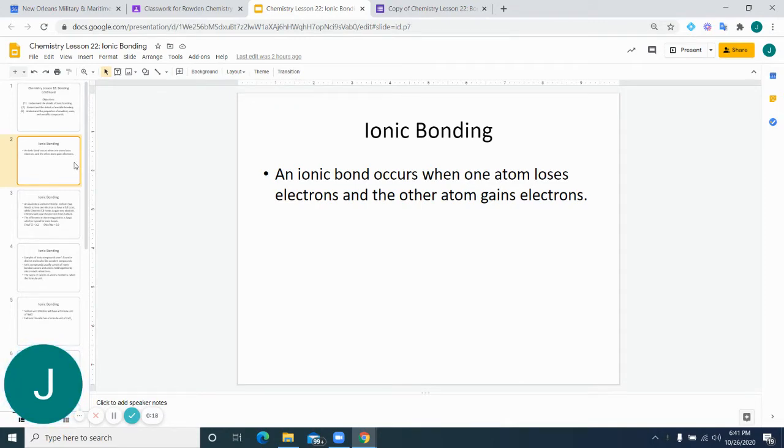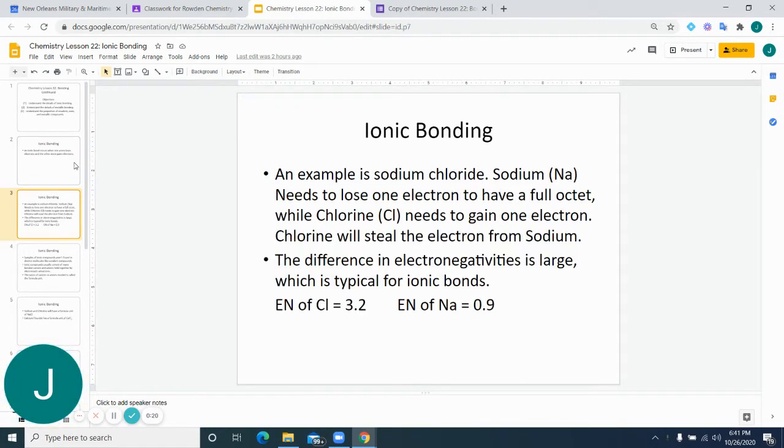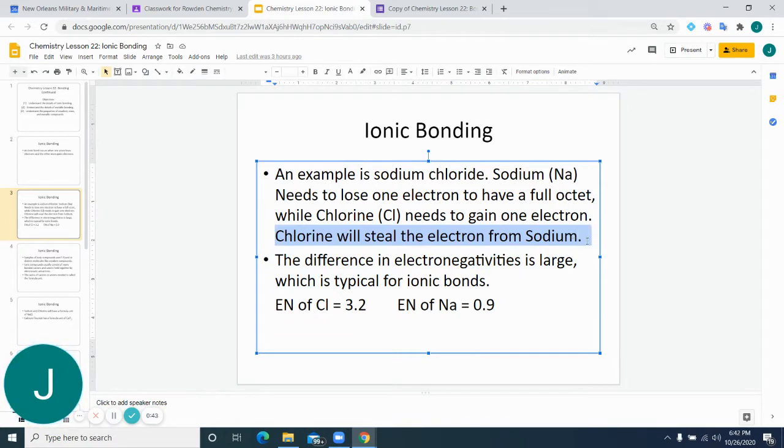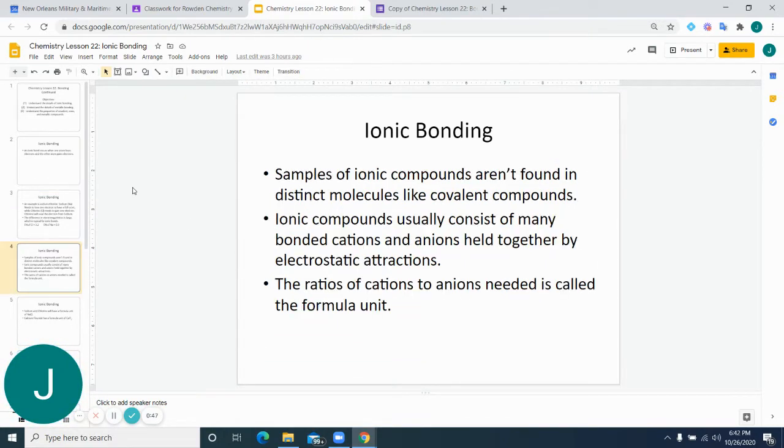atom gains electrons. And so if you take something like sodium, Na, and chlorine, I have their electronegativities written here. So you look at Na, sodium, has a low electronegativity, so it's happy to give electrons away. Chlorine has a high electronegativity, so it wants to take them. So what will happen, the chlorine will steal the electron from the sodium. That's what's going to happen. So sodium gives an electron and chlorine takes it.